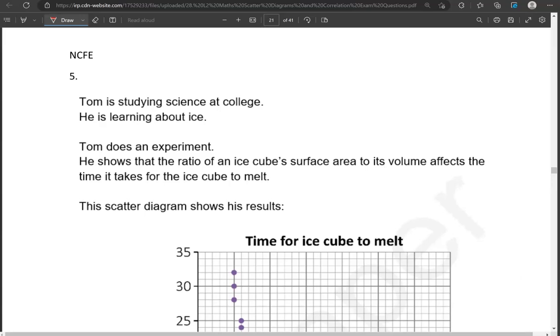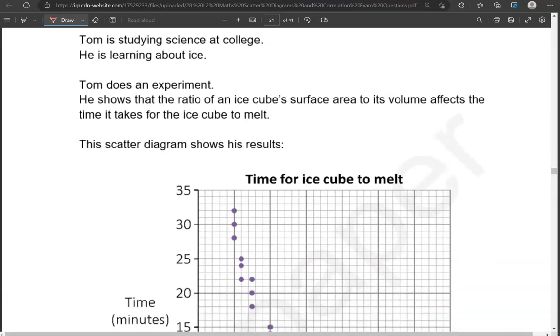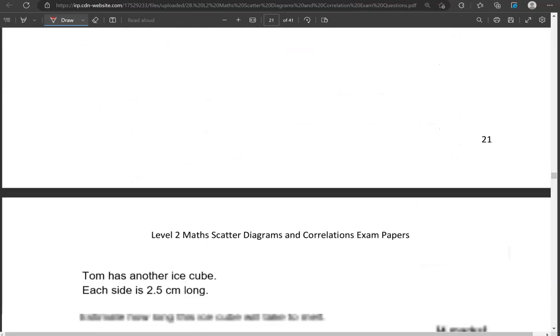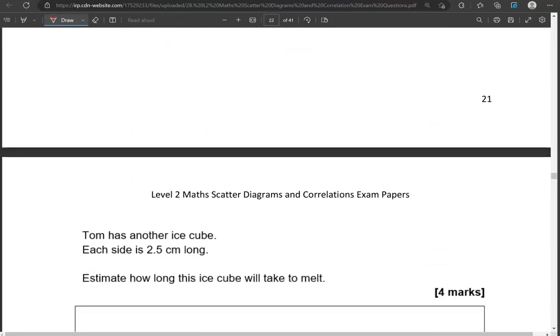Tom is studying science at college. He's learning about ice. Tom does an experiment. He shows that the ratio of an ice cube's surface area to its volume affects the time it takes for the ice cube to melt. This scatter diagram shows his results. Tom has another ice cube. Each side is 2.5 centimeters long. Estimate how long this ice cube will take to melt.